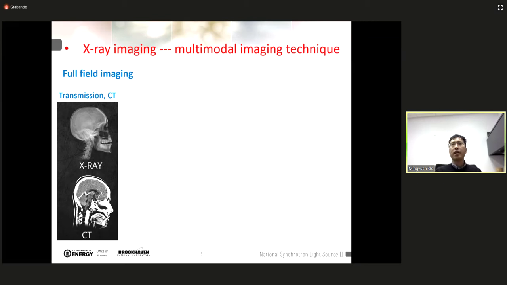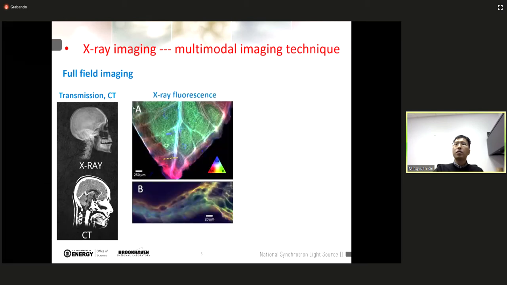Roughly, we can divide X-ray imaging into two major domains. The first one I call full field imaging. It's just like the CT we do in a medical check. The top one is just a projection view of X-ray imaging, so you see through our skull. But when we do the CT, we get the internal structure of our head, so we can see all the details about the nerves and all the tissues inside.